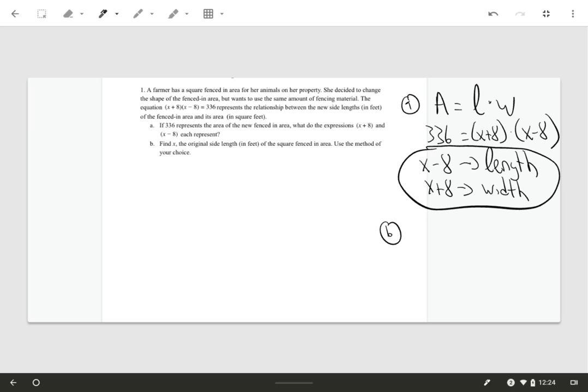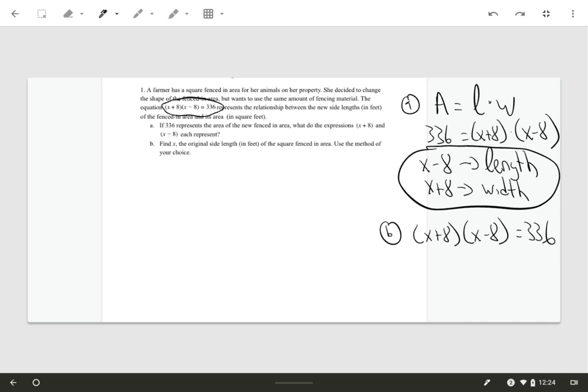Part B. Find x, the original side length in feet of the square fenced-in area. Use the method of your choice. So in other words, we are going to solve this equation up here: (x + 8)(x - 8) = 336. The problem with this is we can't use the zero product property because it's not set equal to 0. It's set equal to 336.